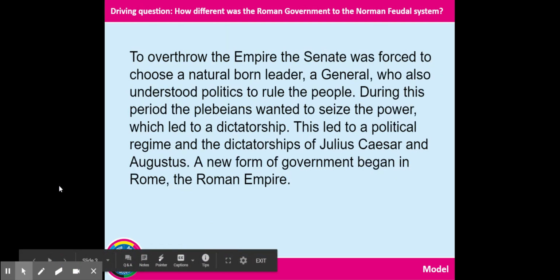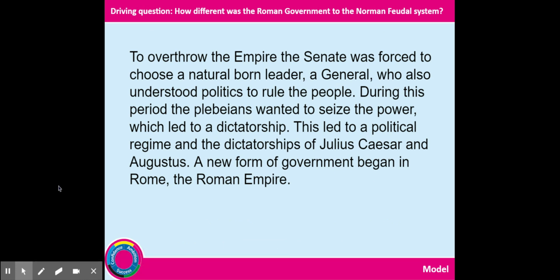To overthrow the empire, the Senate was forced to choose a natural-born leader, a general, who understood politics to rule the people. During this period, the plebeians wanted to seize the power, which led to a dictatorship. This led to a political regime and the dictatorships of Julius Caesar and Augustus. A new form of government began in Rome, the Roman Empire.